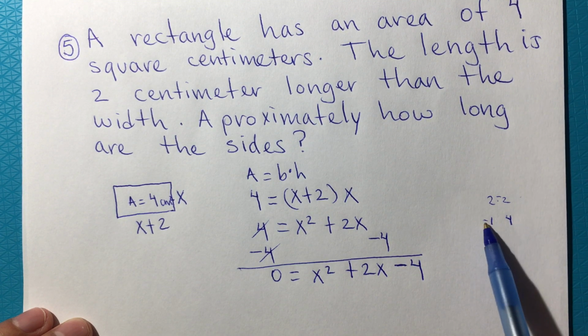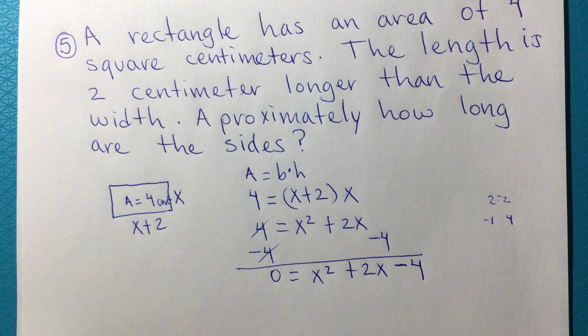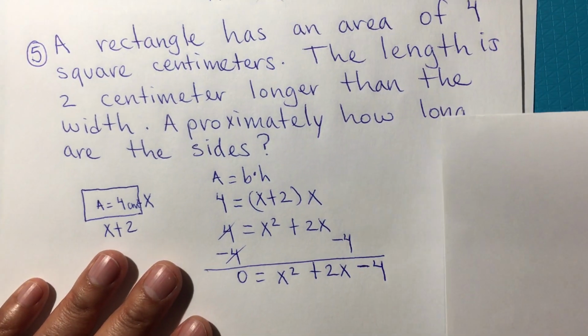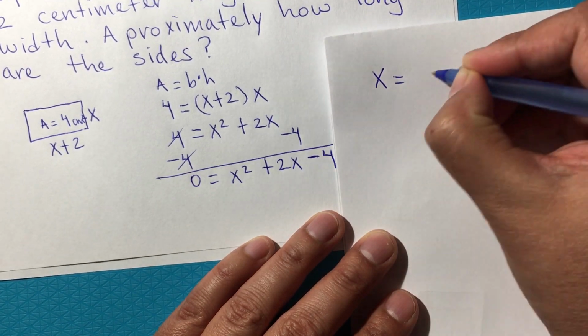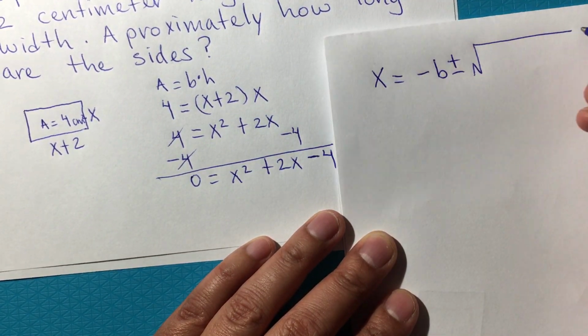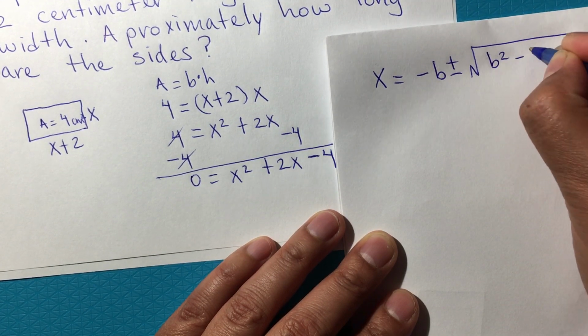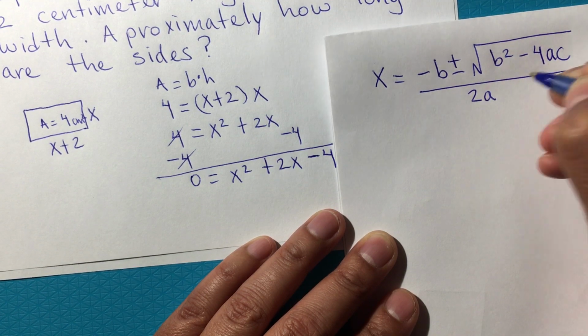And when we subtract this, we would have a 3x. That means that we cannot use factoring. We have to go to the quadratic equation. Okay, so let me move it a little bit to the side. So the quadratic equation is x is equal to negative b plus or minus the square root of b squared minus 4ac all over 2a.